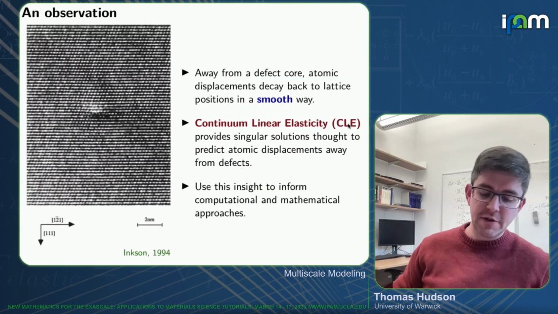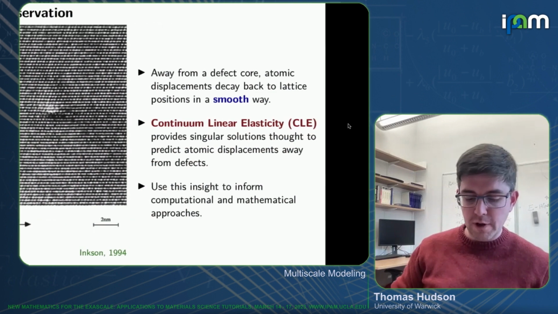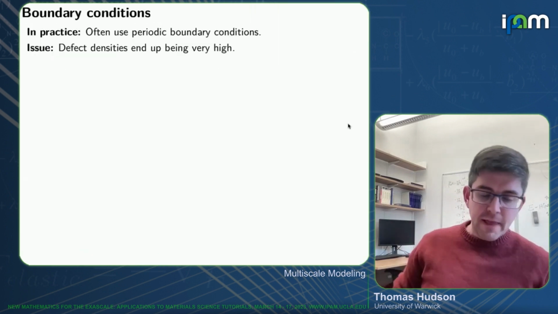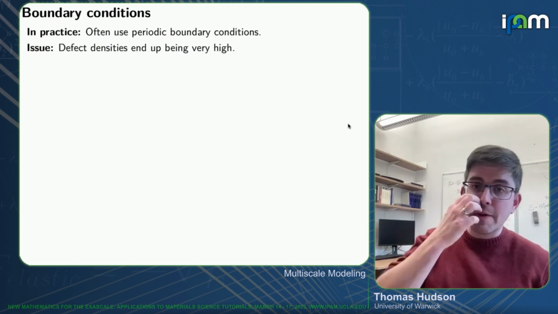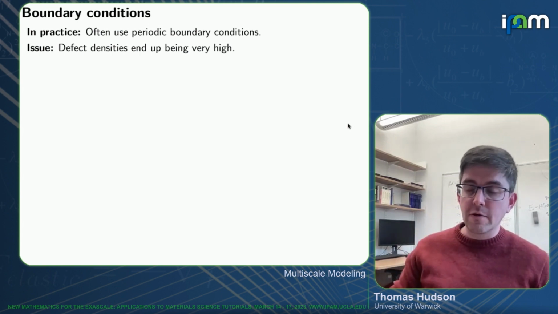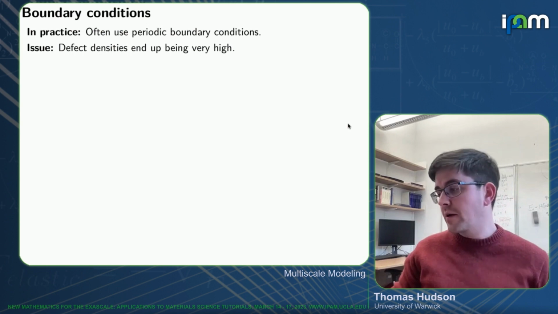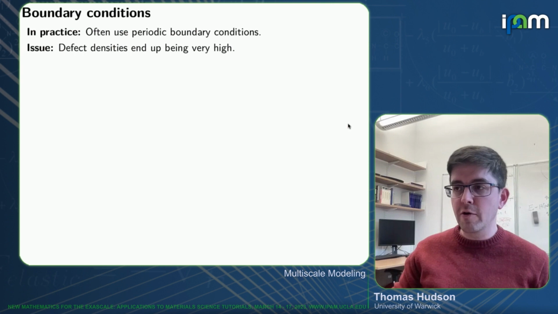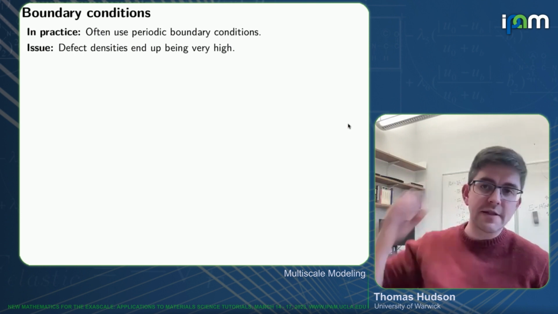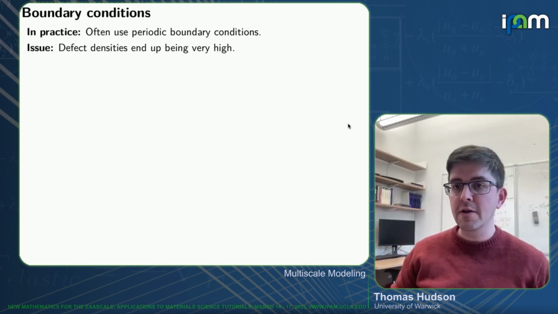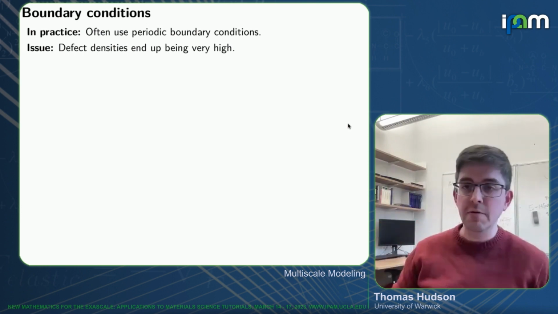And so we can use that insight to inform our approaches to modeling and computation. I guess in practice, it's very common to use periodic boundary conditions for lots of these problems, but there is an issue with doing that sometimes, which is that the periodic boundary conditions that you may be able to afford for your simulation may actually mean that the defect densities are very high and much higher than you would actually see in a real material.